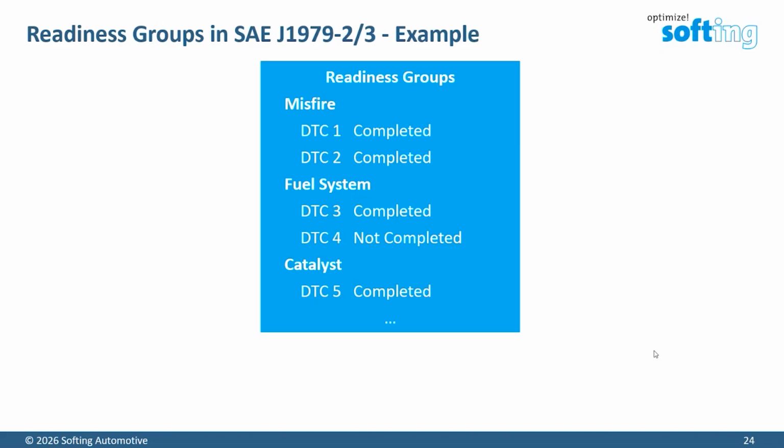It's different for the fuel system. There are 2 monitors or DTCs included, but at least one is not completed. So not completed is also the status of this readiness group, fuel system. This is simple, it's more consistent, and globally applicable.